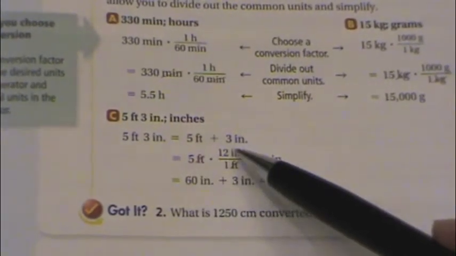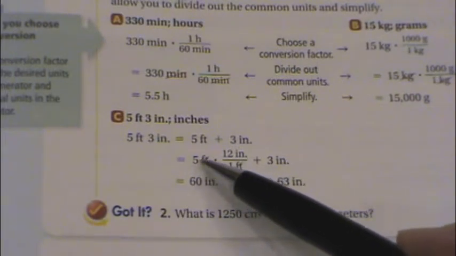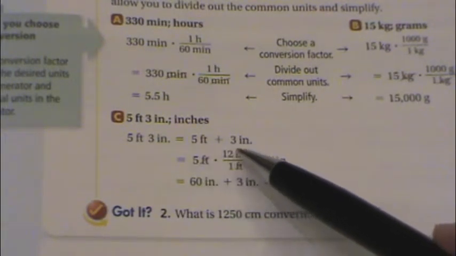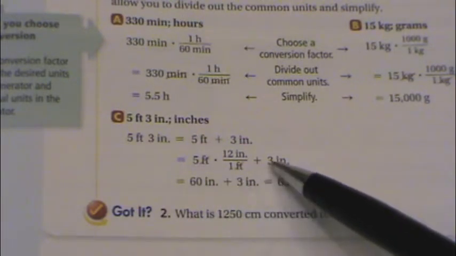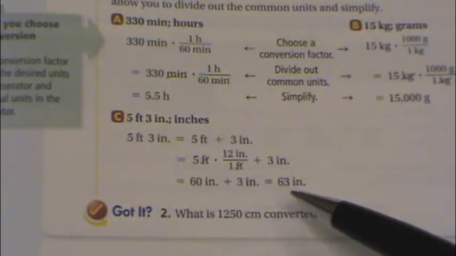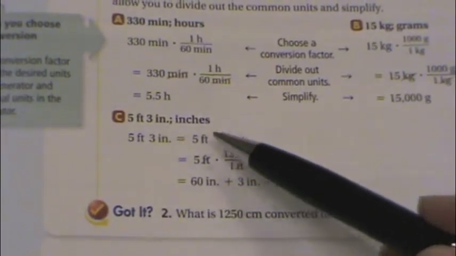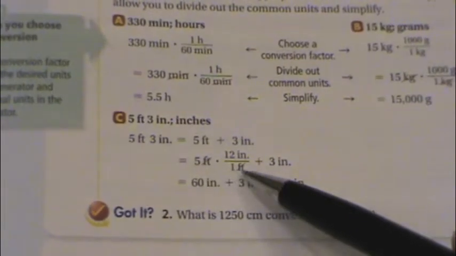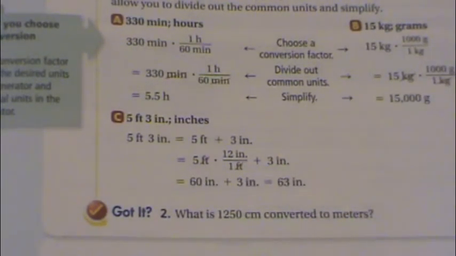So 5 feet times 12 inches over 1 foot. Feet cancel out. You end up with 5 times 12 inches over 1, which gives you 60 inches plus 3 inches, 63 inches. Yes, most of you probably could have done this in your head, but that makes it a good example to see how to do it with conversion factors, because it's very straightforward. You understand how it works.